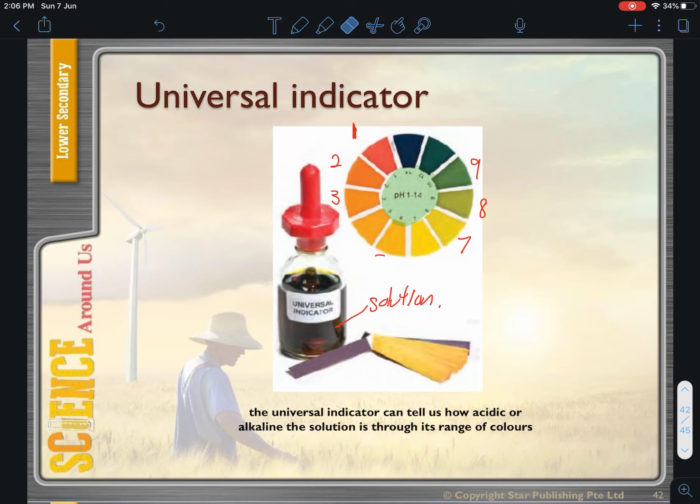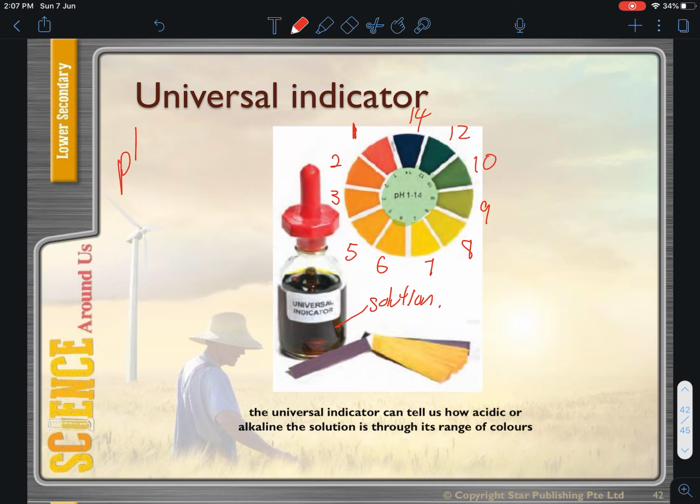Then I believe there's no 4. There's a 5 here, there's a 6, 7, 8, 9, 10, 12, and 14. Okay, I'm not sure why they skip, but generally it's like this.